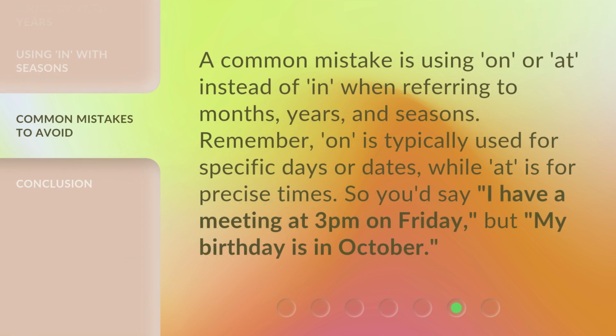A common mistake is using "on" or "at" instead of "in" when referring to months, years, and seasons. Remember, "on" is typically used for specific days or dates, while "at" is for precise times. So you'd say, "I have a meeting at 3 p.m. on Friday, but my birthday is in October."